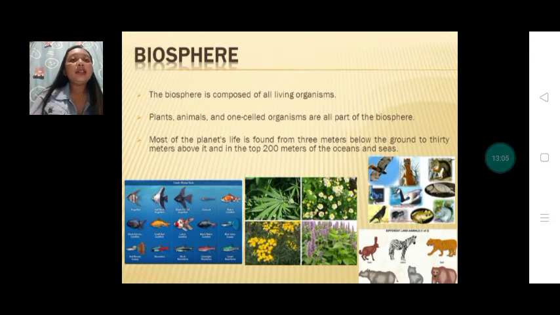Okay, so now let's go to the biosphere. The biosphere is composed of all living organisms, which are the plants, animals, and one-celled organisms, all part of the biosphere. Most of the planet's life is found from 3 meters below the ground to 30 meters above it, and the top 200 meters of the ocean. So the biosphere is composed of all living things, or all living organisms, like fish or the animals, the plants, and the one-celled organisms.